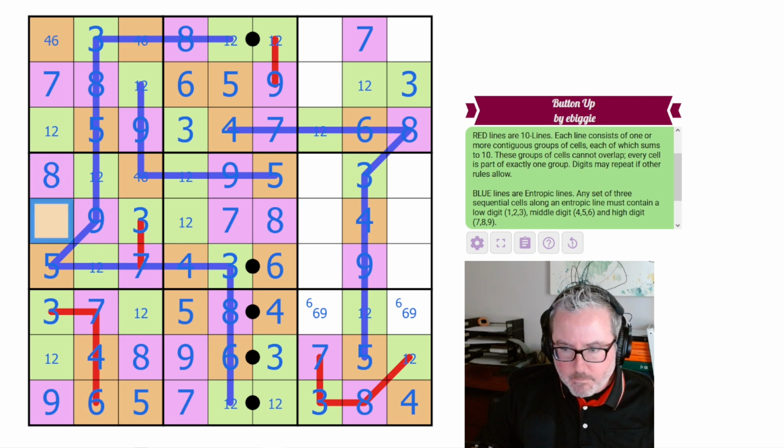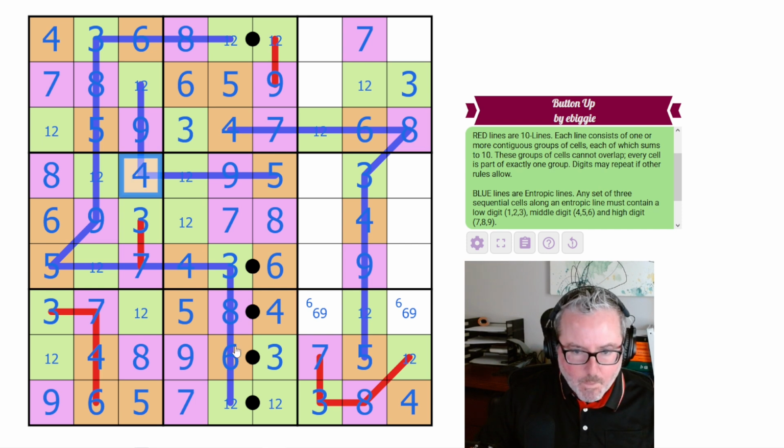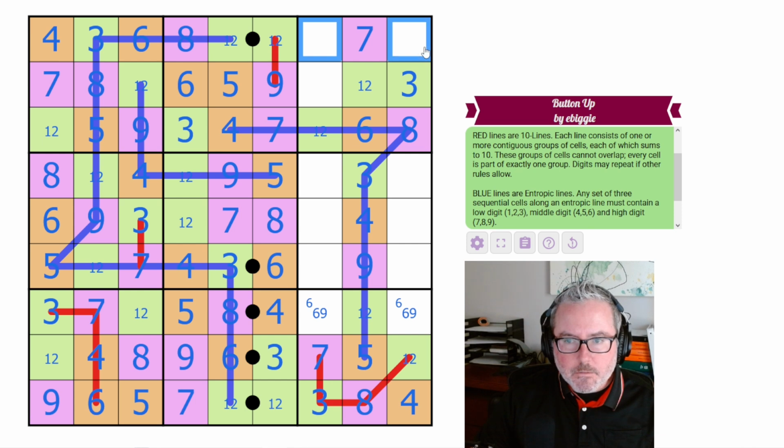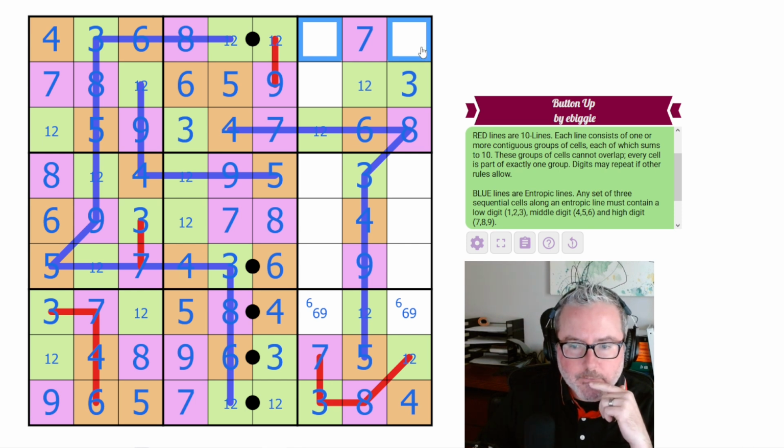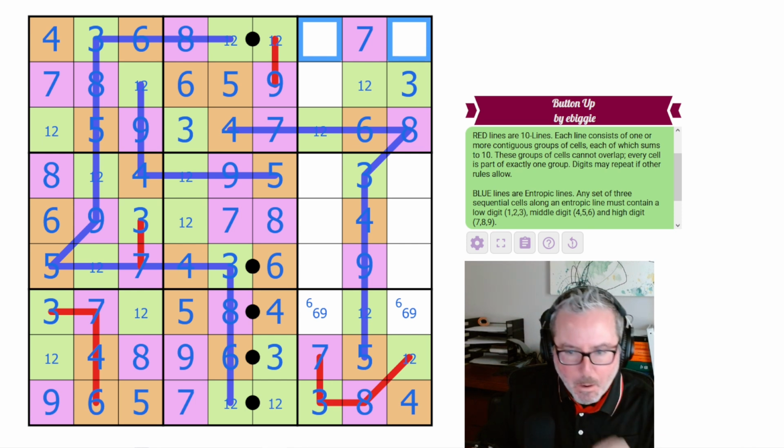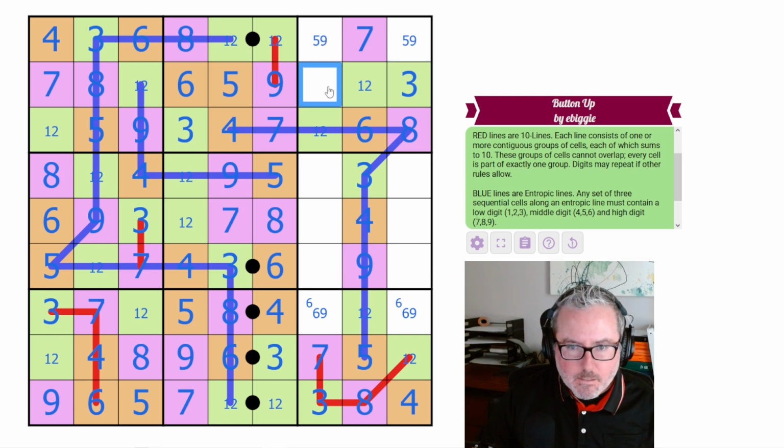This is 4 or 6. We've got a 4. There we go. That's going to break those up. 4, 6, 4. And these 2 digits. We need a 5 and a 9. This is left as 4. Yeah, 4. Okay.